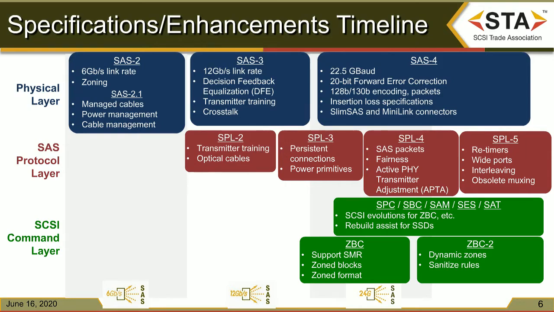Then there's another group of specifications focused on zone block commands, or the ZBC commands. This specification defines a model and command set extensions to facilitate the operation of zone block devices. Zone block devices would include SMR drives. Note that it's SAS3 and SPL2 that make up the fundamental building blocks of 12 gigabit per second, and it's SAS4 and SPL4 that make up the 24 gig SAS specification.